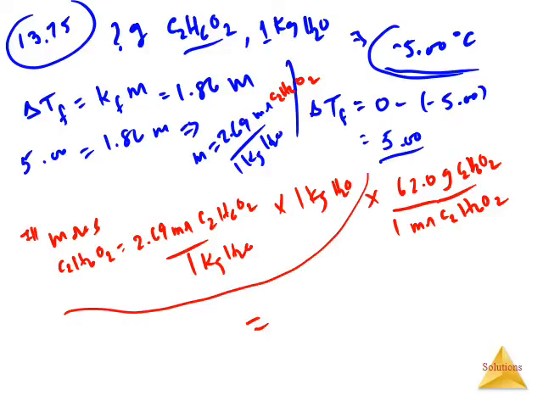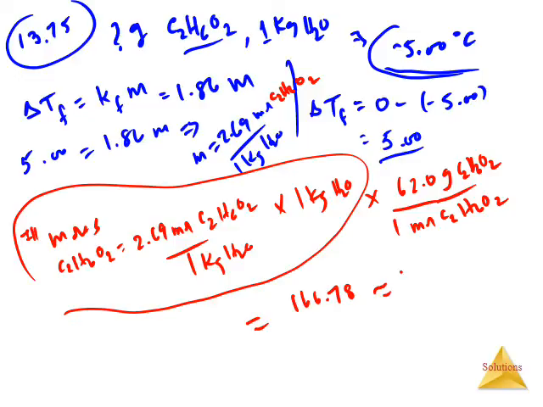This part gives you moles. I just tried to save some space, and the rest of it, if you multiply the whole thing, would give you gram. So it's going to be 166.78, and you can round it off to 167 gram of C2H6O2. So this much of C2H6O2 needs to be added to 1 kilogram of water to get a final freezing point of the solution of minus 5 degrees centigrade.